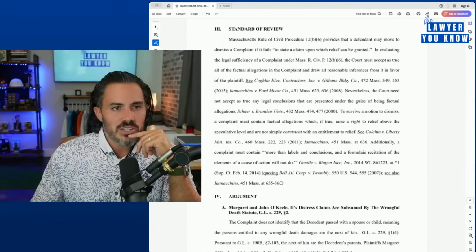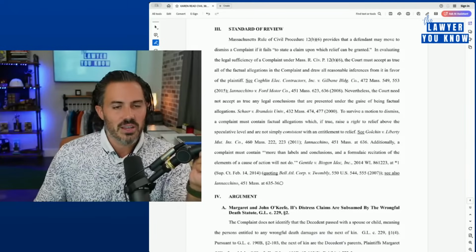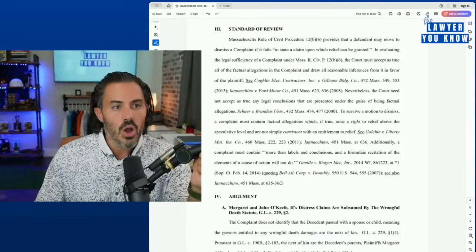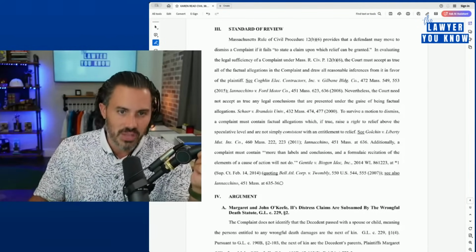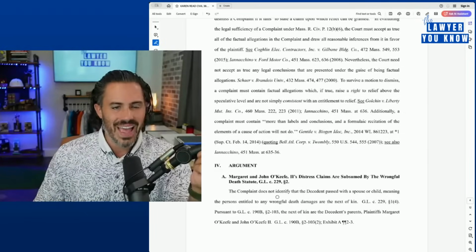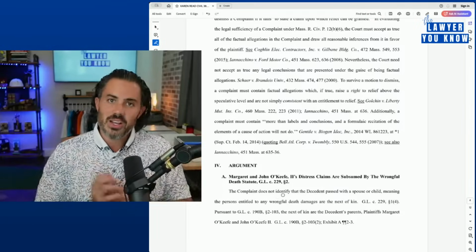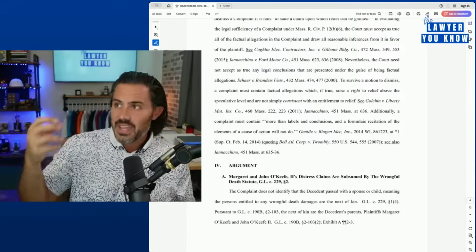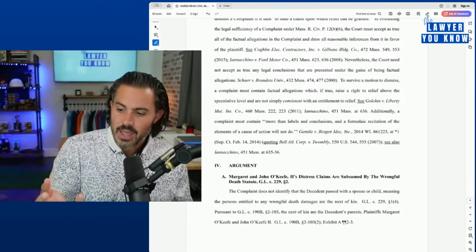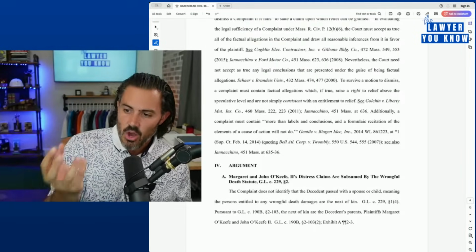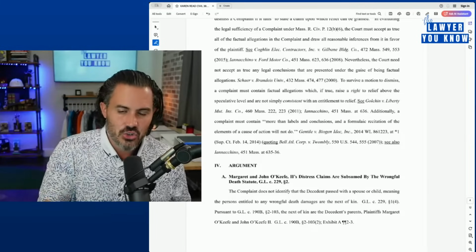All right, defendant may move to dismiss a complaint if it fails to state a claim upon which relief can be granted. In evaluating the legal sufficiency of a complaint under this rule, the court must accept as true all of the factual allegations in the complaint and draw all reasonable inferences from it in favor of plaintiff. Nevertheless, the court need not accept as true any legal conclusions that are presented under the guise of being factual allegations. So just because, if I say I threw this ball up in the air and I caught it, right? That fact is assumed true by the judge. Now, what I can't do is say, and that, members of the jury, is a wrongful death of Jane Doe. It's like, no, you don't just take that legal conclusion and say that it's true because it's in the complaint.